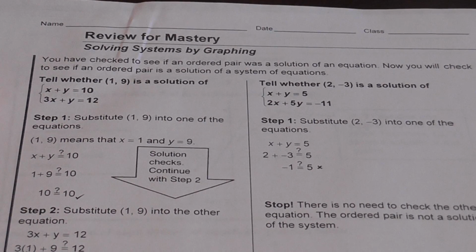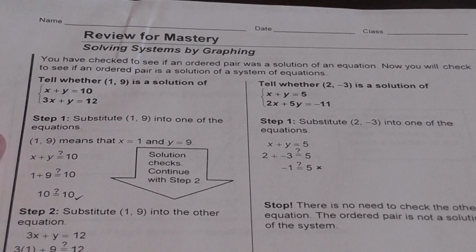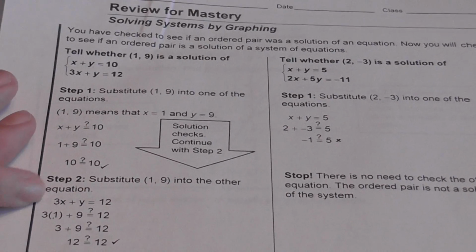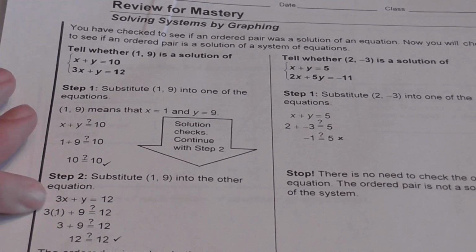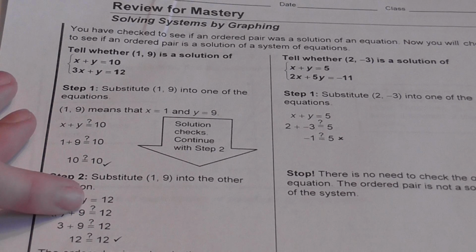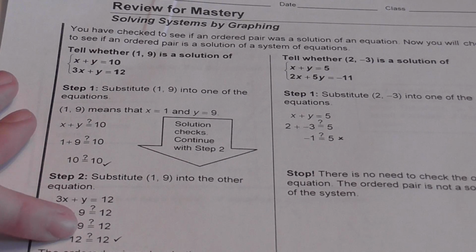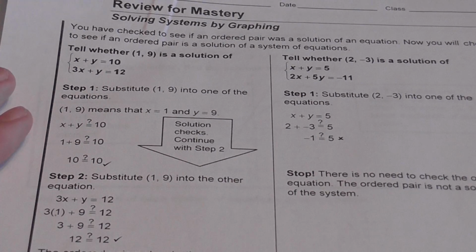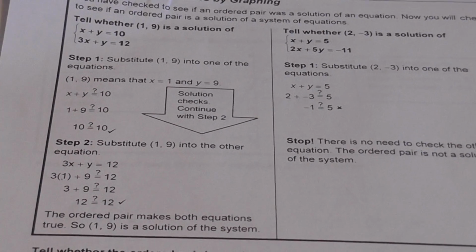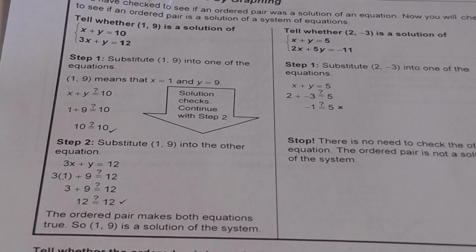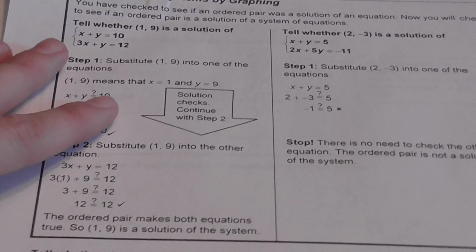it works out. That checks out in one of the equations, but it doesn't mean that it's a solution to both equations. So I've got to go back in and plug the 1 and the 9 into the other equation. 3 times 1 plus 9, 3 plus 9, does it equal 12? Sure enough, 12 does equal 12. Because it works in both of them, this ordered pair makes both equations true, so 1, 9 is a solution of the system.